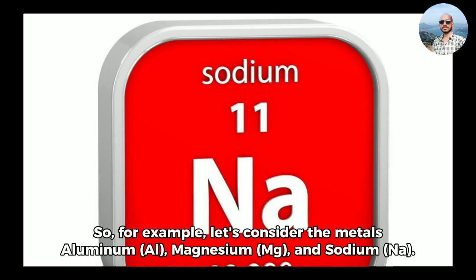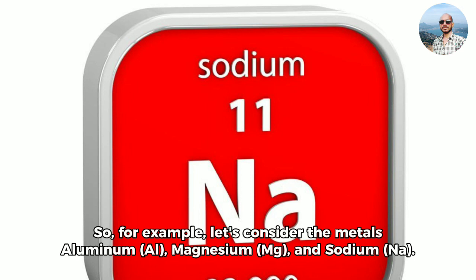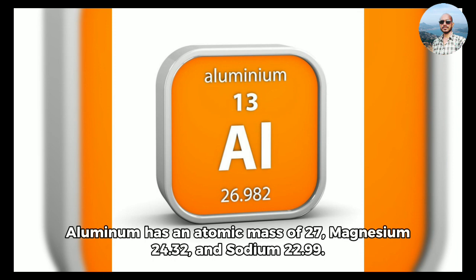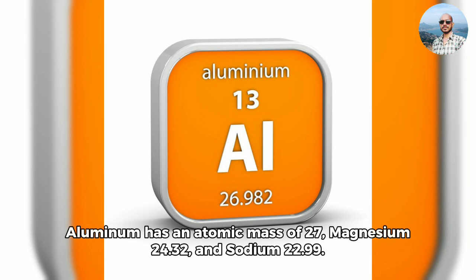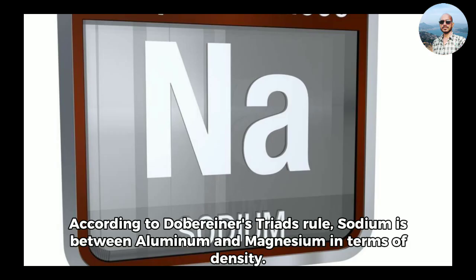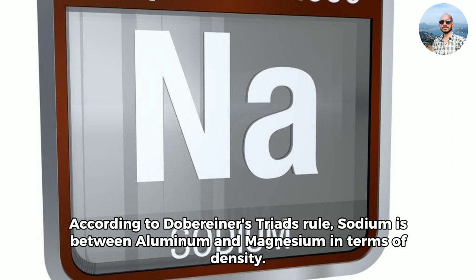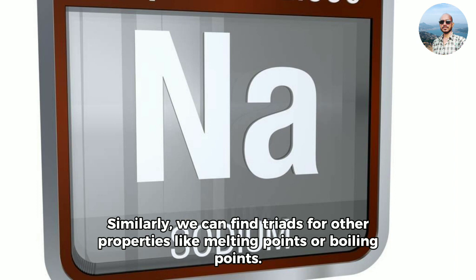So, for example, let's consider the metals aluminum Al, magnesium Mg, and sodium Na. Aluminum has an atomic mass of 27, magnesium 24.32, and sodium 22.99. According to Dobereiner's Triads Rule, sodium is between aluminum and magnesium in terms of density. Similarly, we can find triads for other properties like melting points or boiling points.